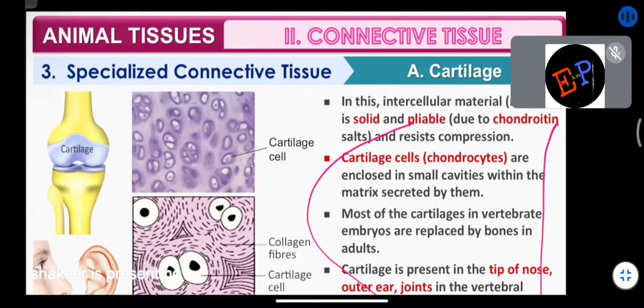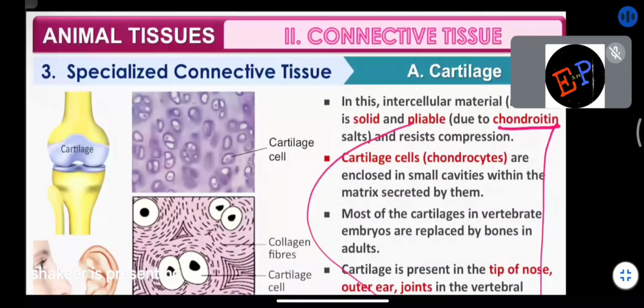They are not made up of bone, they are made up of cartilage. Cartilage cells are present, and in between them you will find a solid, incompressible intercellular matrix, but it is pliable. Pliable means it has elastic properties. Are you able to understand? It can be bent, it can be flexible also. That is the nature of the intercellular matrix. That is why you can bend your ears, no? That's it. This is due to the presence of chondroitin salts.